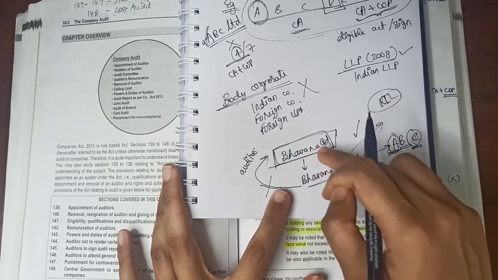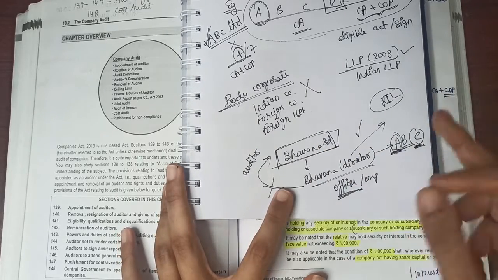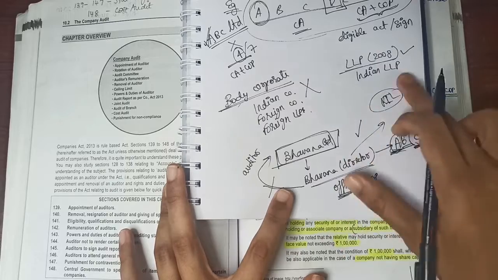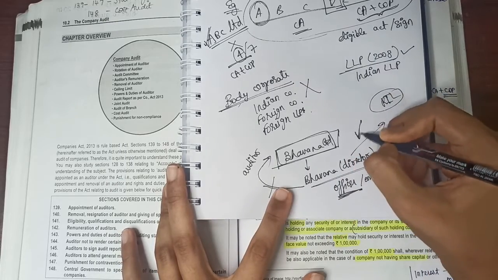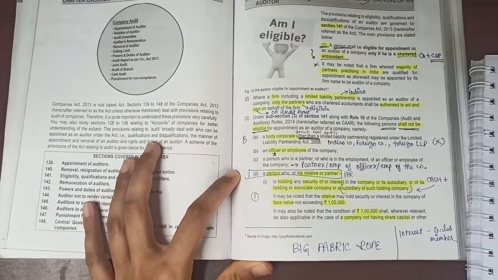I can only not audit the company in which I am either an officer or employee, or a partner or employee of an officer or employee. Here there is no connection, so I can audit Reliance Industries. Okay, we will move on to the next point.